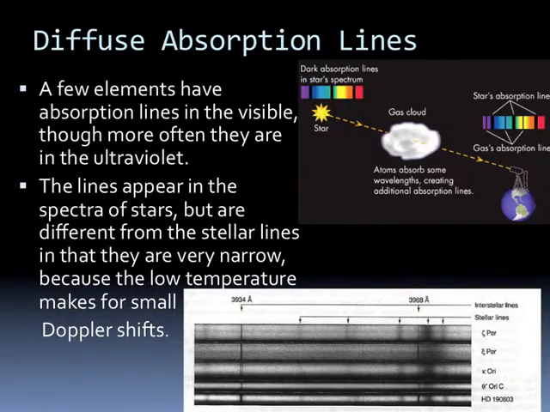Now, a few elements have absorption lines in the visible, although more often they're in the ultraviolet. The lines appear in the spectra of stars, but are different from the stellar lines in that they are very narrow because the low temperature makes for small Doppler shifts. So the interstellar lines are very sharp in between all these stars that are all close together. The stellar lines might be more diffuse. So we can see then which ones are the lines from the material between us and these groups of stars.